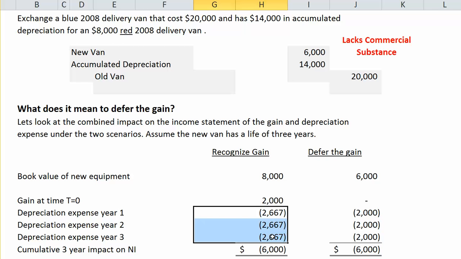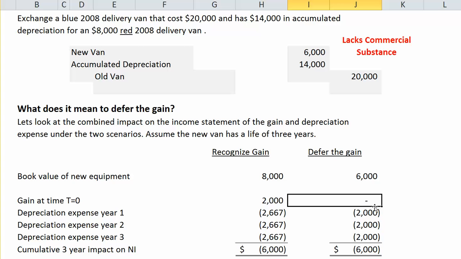If we say the transaction lacks commercial substance, if there's been no change in our economic position, well then we shouldn't record a gain and we should continue to record depreciation expense on our asset just as we would have recorded it on the old asset.